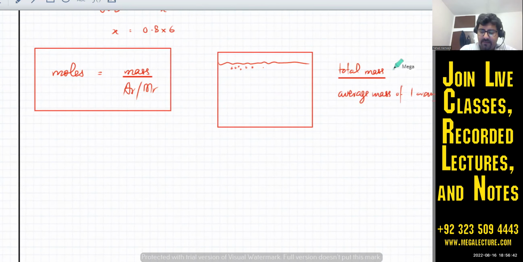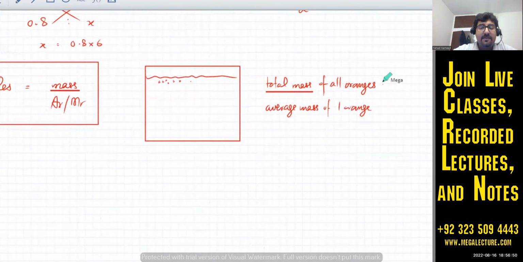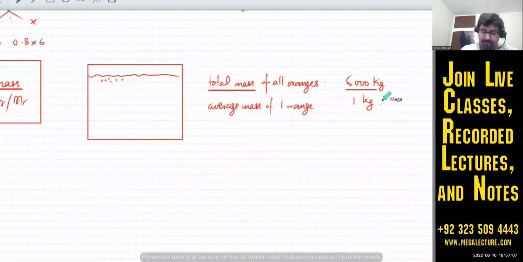So total mass of all oranges, and that gets divided by the mass of one orange. So if you have 6,000 kg of oranges in total, and one orange approximately weighs, let's say, 1 kg, then the math is pretty simple. You've got 6,000 oranges, right?